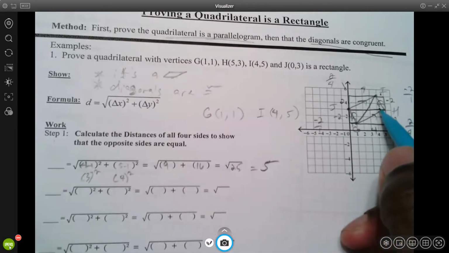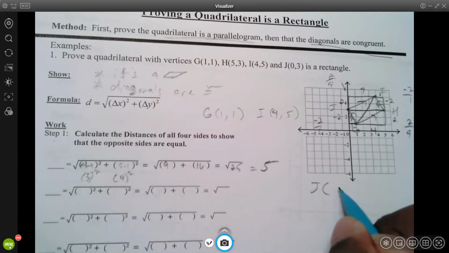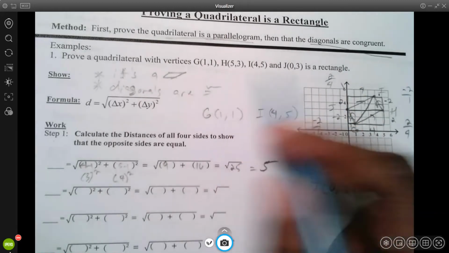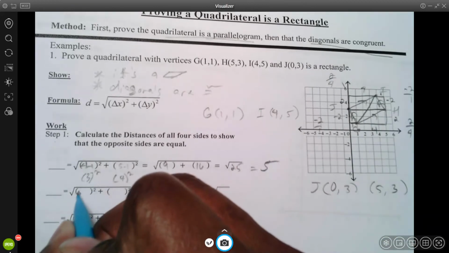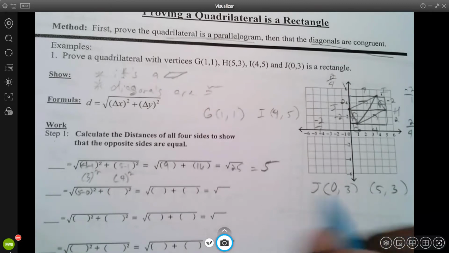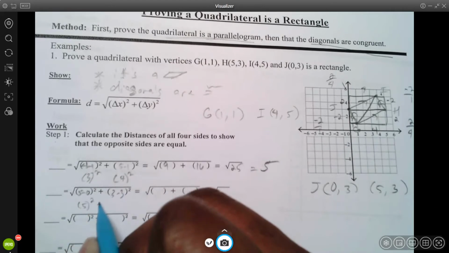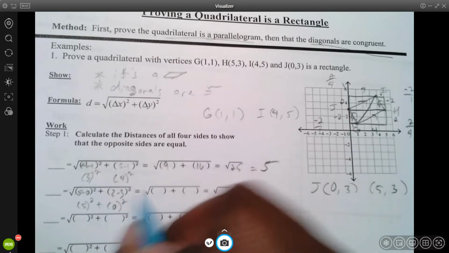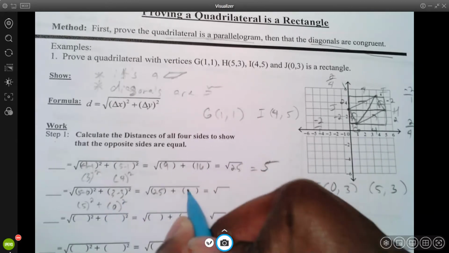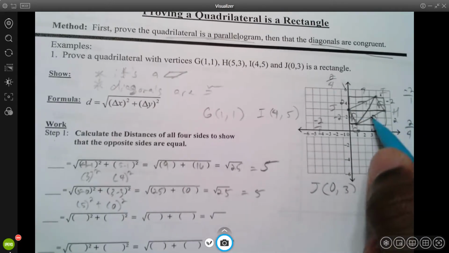And then I want to prove that this diagonal is the same, so I'm choosing J to H. J's coordinate is 0, 3. H's coordinate is 5, 3. So it's going to be 5 take away 0, and then 3 take away 3. 5 take away 0 is 5 squared. 3 take away 3 is 0. So 5 squared is 25, 0 squared is 0. That's the square root of 25, which is also 5. So both of those diagonals are 5.